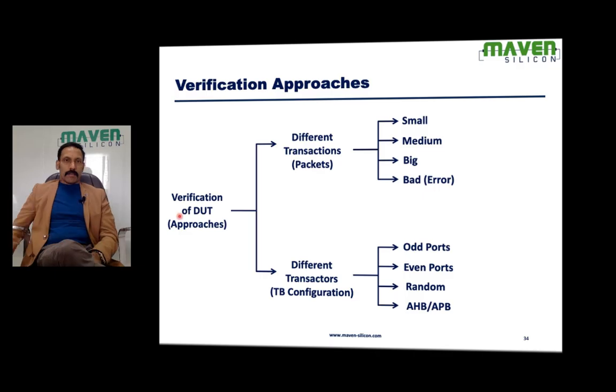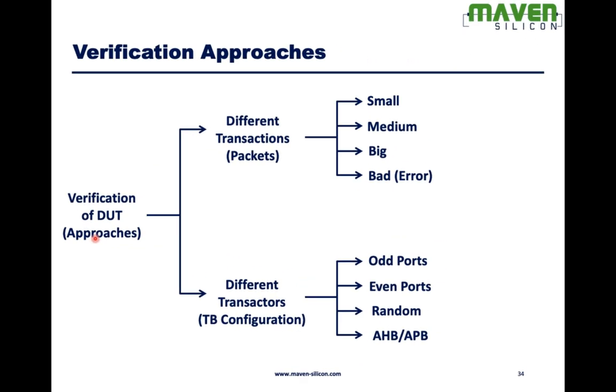Look at this. We are here to verify the DUT. To verify the DUT thoroughly, we need to generate different kinds of scenarios. How can we create different kinds of scenarios? You can think of generating different kinds of packets. That's one approach. For example, you are trying to verify a router. Then you can think of generating packets like small packet, medium packet, big packet, and bad packet. Bad packet means a packet with parity error or CRC error.